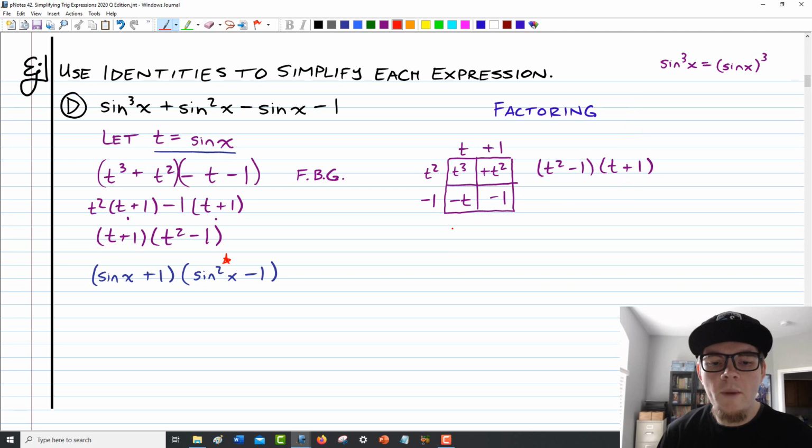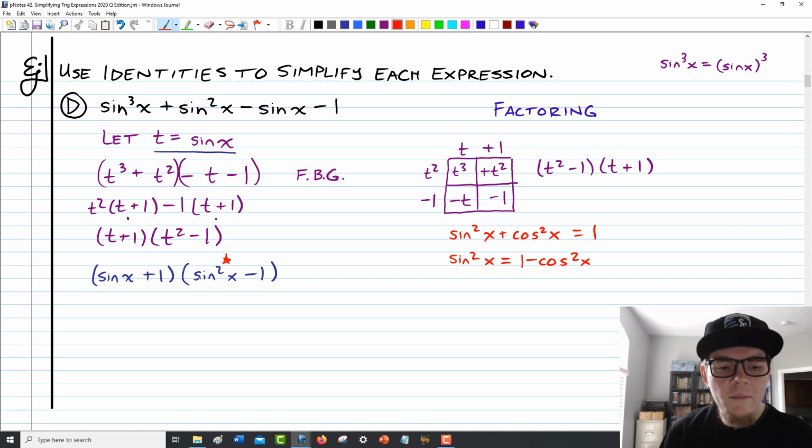So if I think about that, what do I know about Pythagorean identities? I probably know that sine squared plus cosine squared is equal to 1. So having said that, if I want to get sine squared minus 1, I could do it 2 different ways. I'll do it a different way. So if sine squared plus cosine squared equals 1, then sine squared is equal to 1 minus cosine squared. And that means that I can make a substitution right in there. So where it says sine of x plus 1 times sine squared of x minus 1, I'm going to make that substitution: sine squared of x is equal to 1 minus cosine squared.